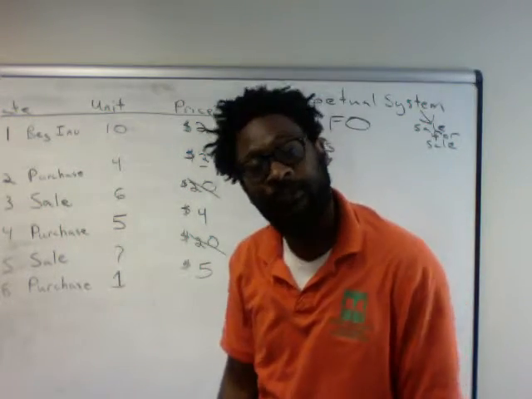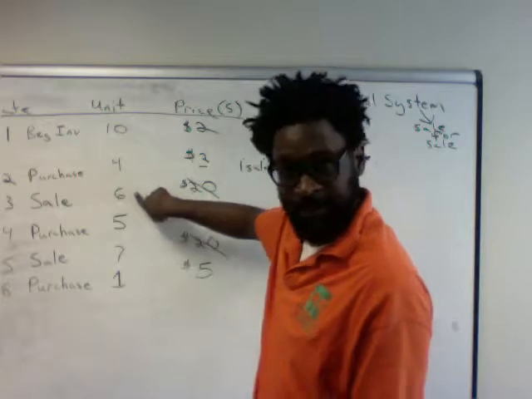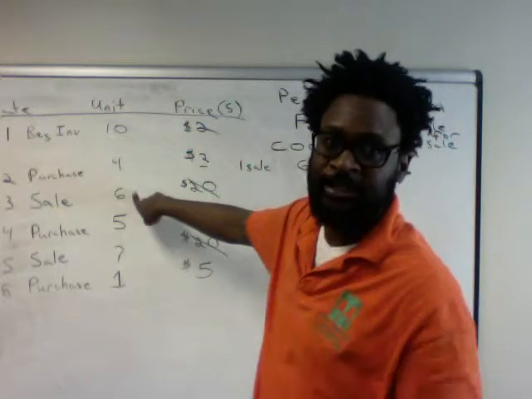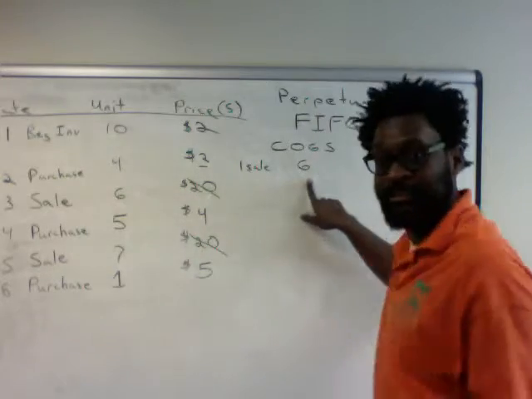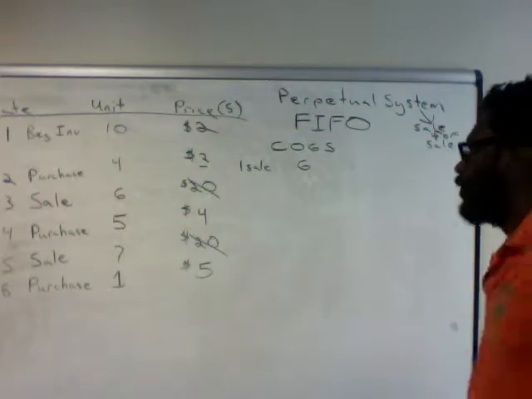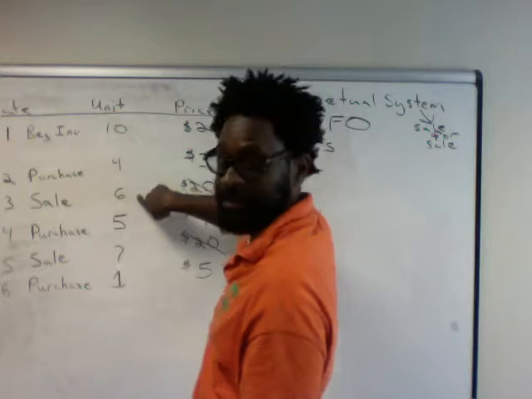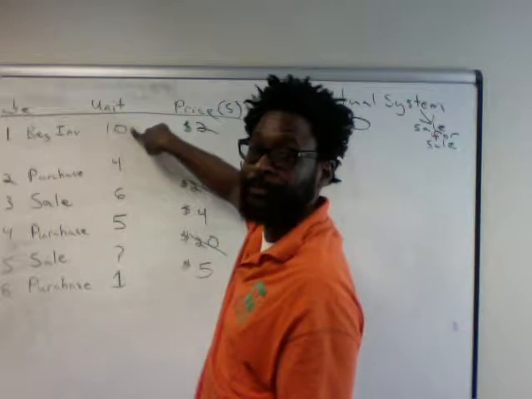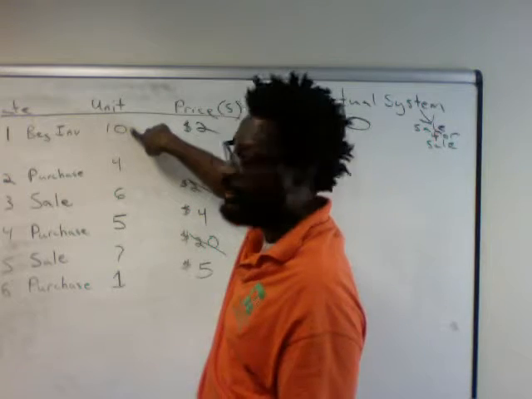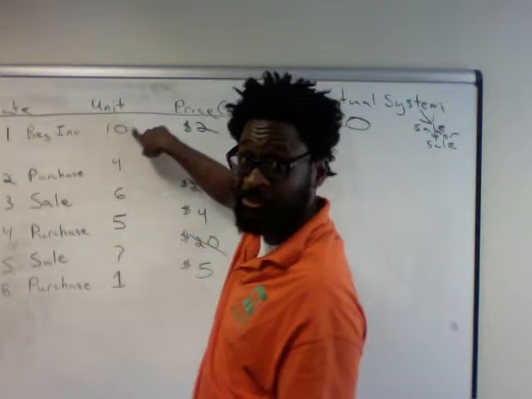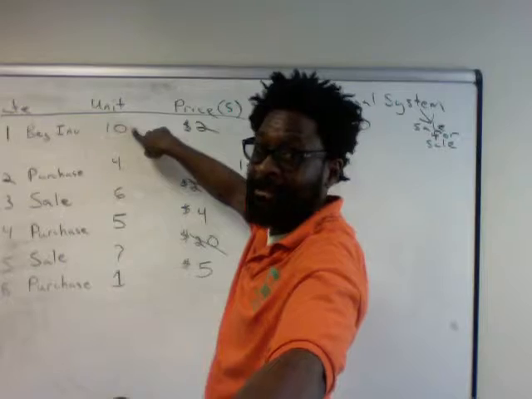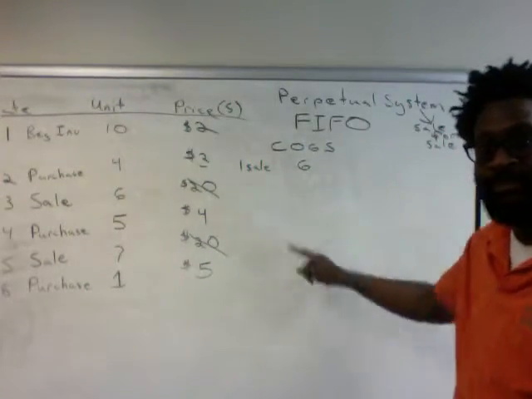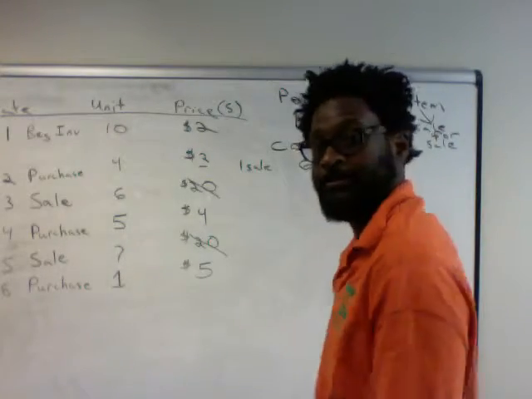So we're practicing FIFO, and we are right here. And FIFO tells us the first thing coming in is the first thing going out. So for these 6 units that are sold, where will they come from on this list? They're going to come from the very first thing that we had, which is beginning inventory. Now, we have 10 units in beginning inventory. But how many units are we looking for right now? 6. We're looking for 6 because we only sold 6.